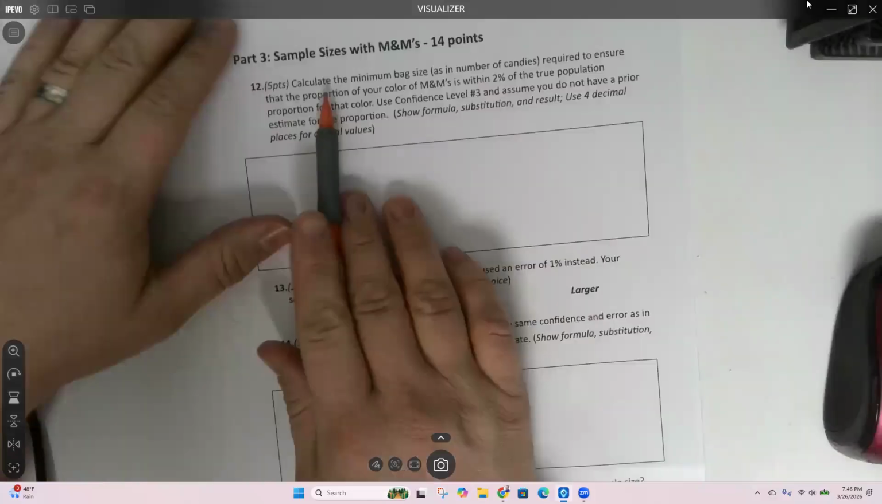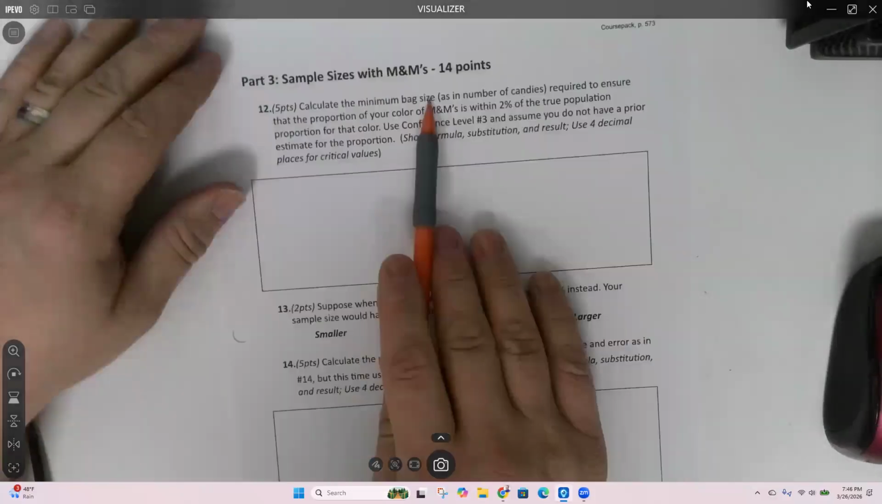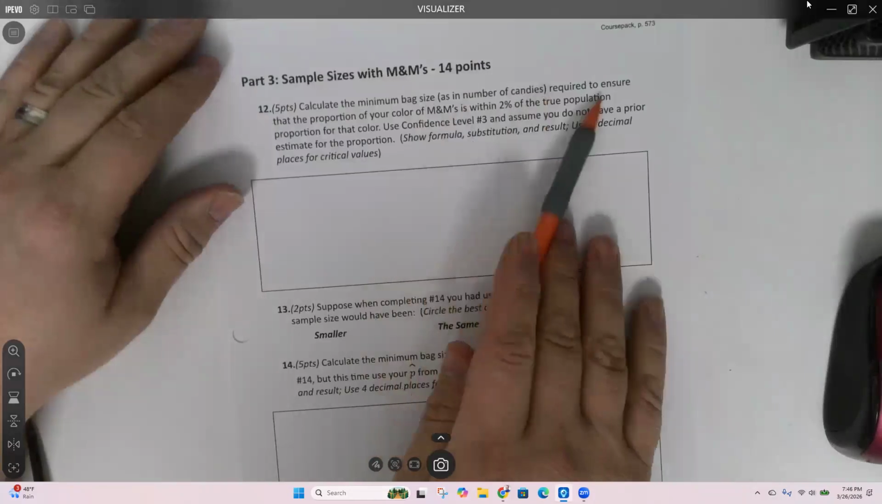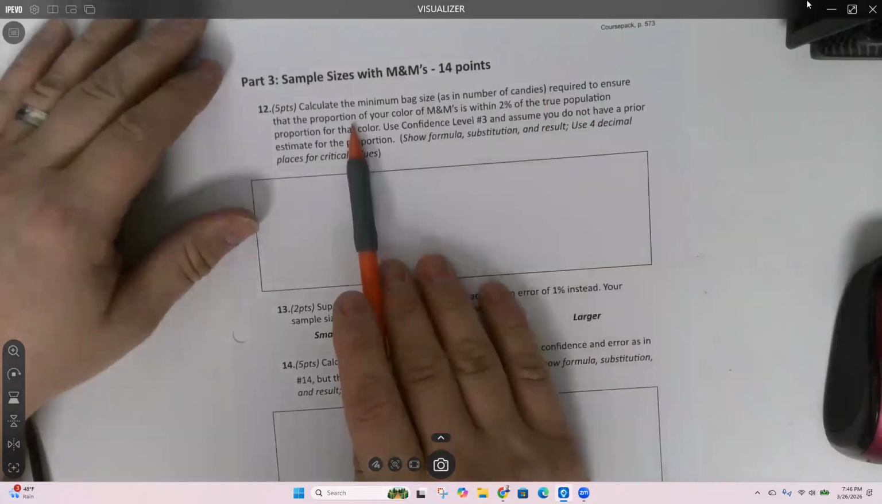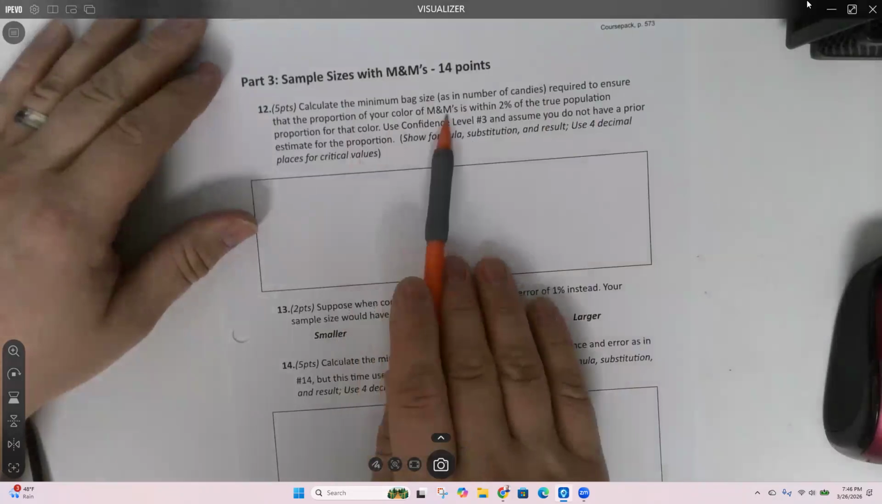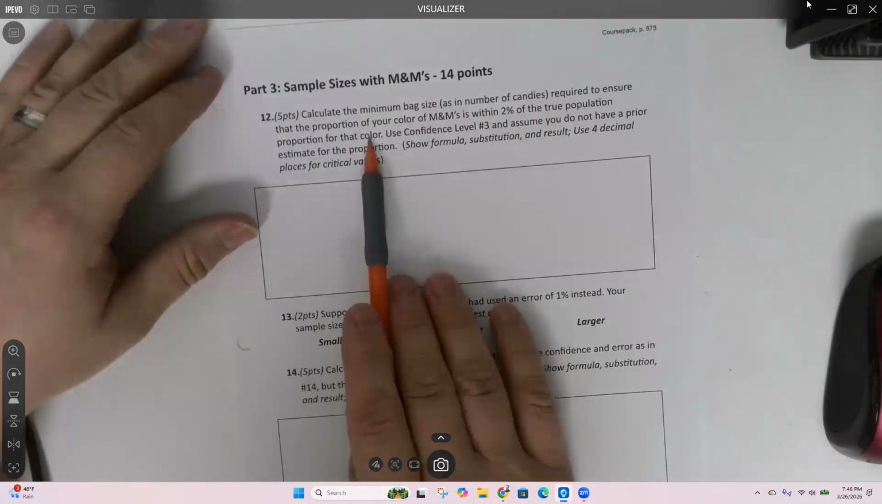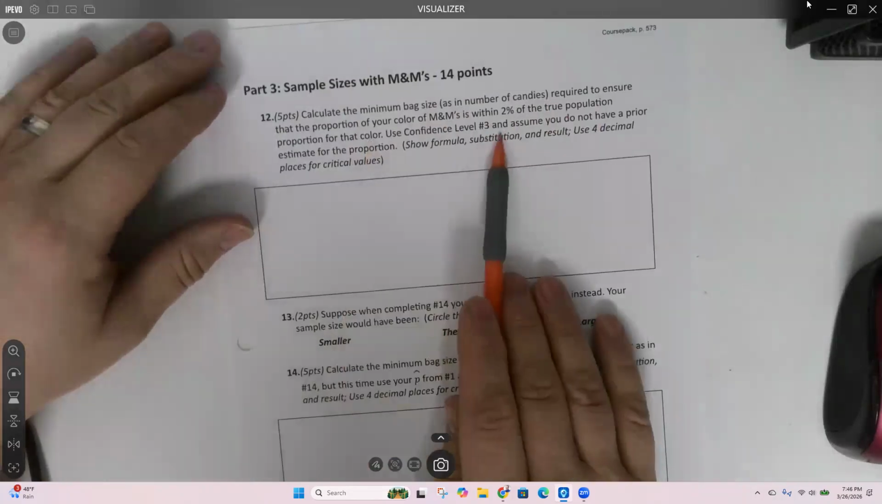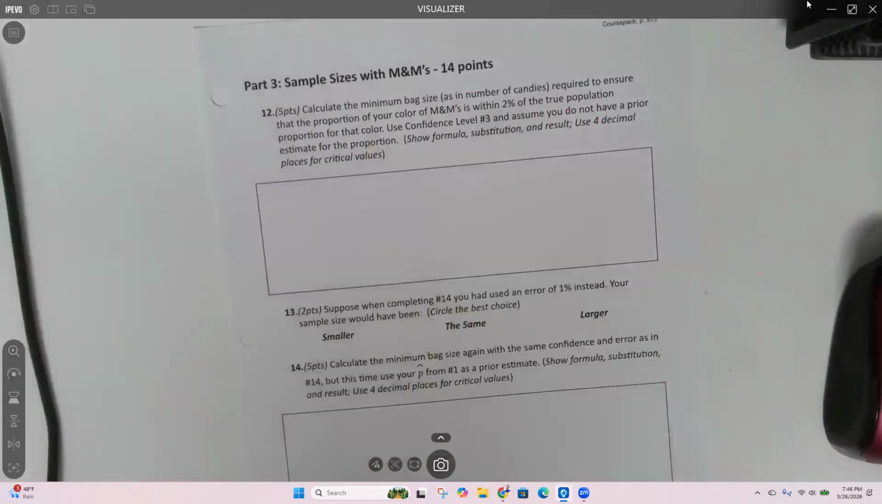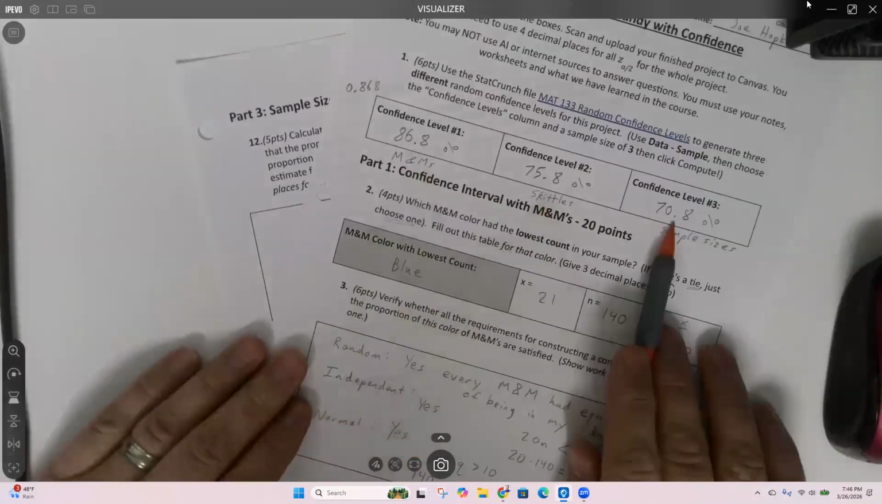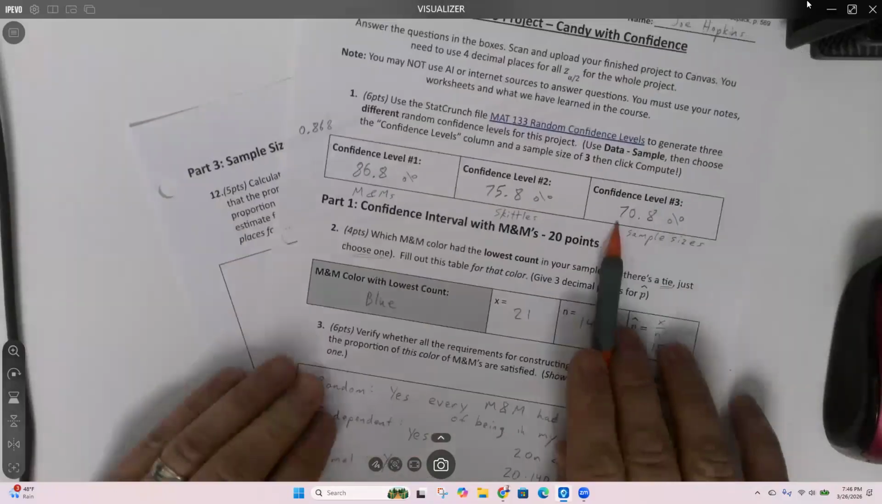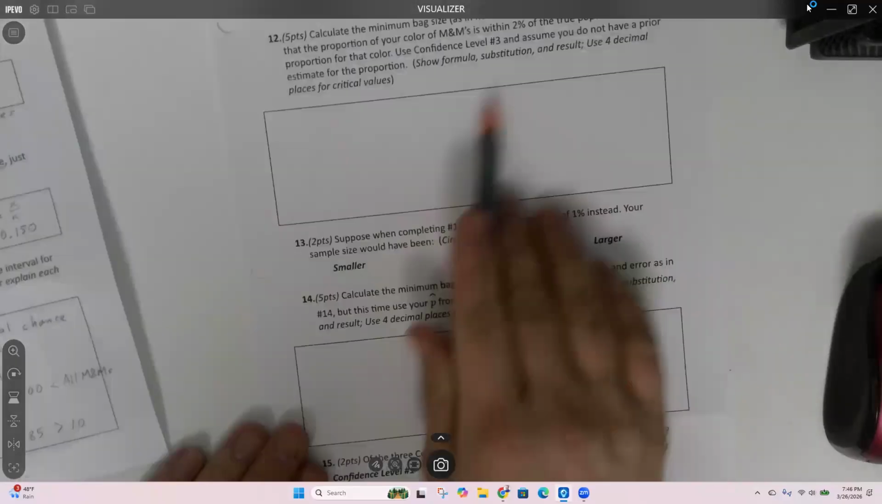Let's look at number 12. Calculate the minimum bag size, as in the number of candies you would need to sample, required to ensure that the proportion of your color of M&Ms is within 2% of the true population proportion for that color. Use confidence level 3 and assume you do not have a prior estimate for the proportion. So confidence level 1 was for M&Ms, 2 was for Skittles. Number 3 is what you're going to use for sample sizes. So I'm going to be using 70.8% for my confidence level for this page.